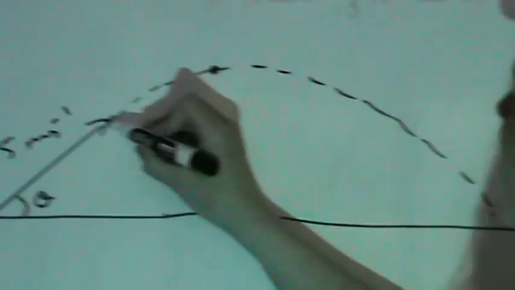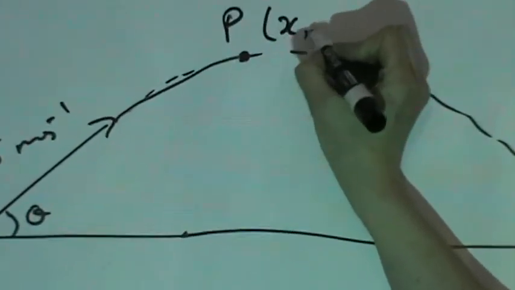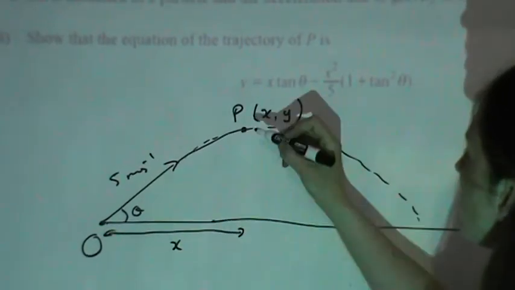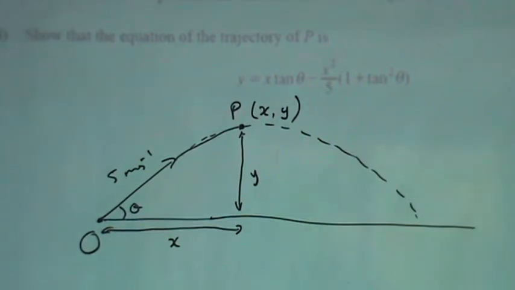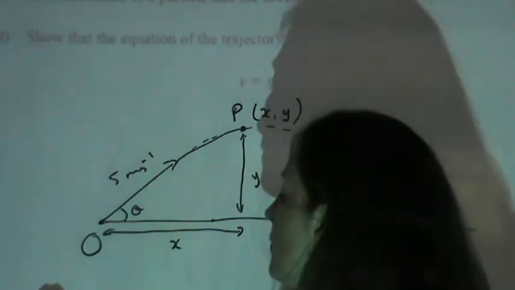So I'm going to just continue my picture. There's my horizontal ground. So if I say we're here at the minute, there's P, that's at point x, y. So here's my x distance and here's my y distance. So I've drawn myself a picture. When I've drawn a picture, I'm going to write out suvat.